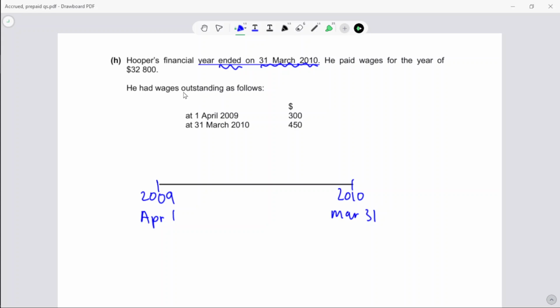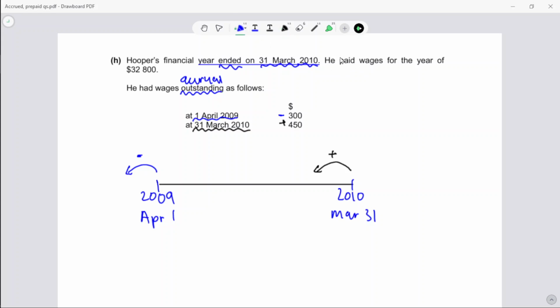So what does it say? Outstanding 1 April 2009. Outstanding means accrual to the left, outside the line, minus. Then let's see this, 31 March 2010. Accrual left, inside within the line, plus.